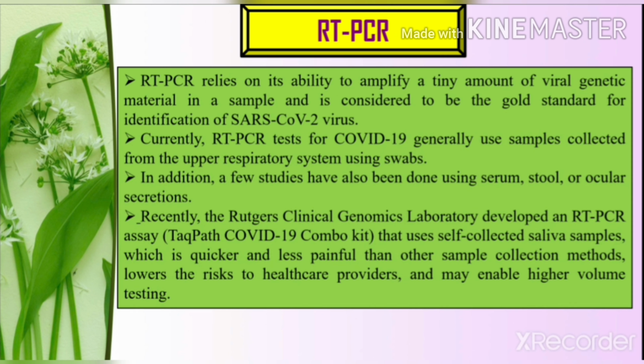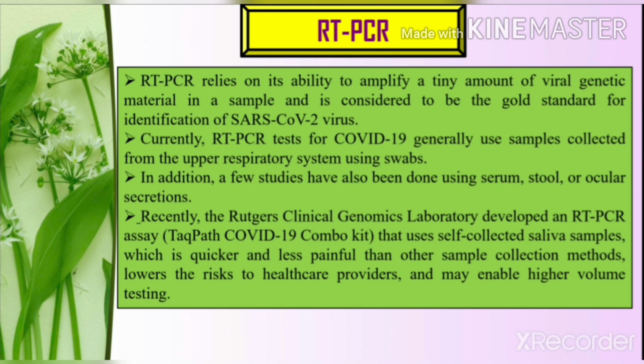RT-PCR relies on its ability to amplify a tiny amount of viral genetic material in a sample, and it is considered to be the gold standard for identification of the SARS-CoV-2 virus. Currently, RT-PCR tests for COVID-19 use samples collected from the upper respiratory system using swabs. In addition, a few studies have also been done using serum, stool, and ocular secretions. Recently, the Rutgers Clinical Genomic Laboratory developed an RT-PCR assay that uses self-collected saliva samples, which is very quick and less painful than swab samples. It lowers risk to the healthcare providers and may enable higher volume testing.